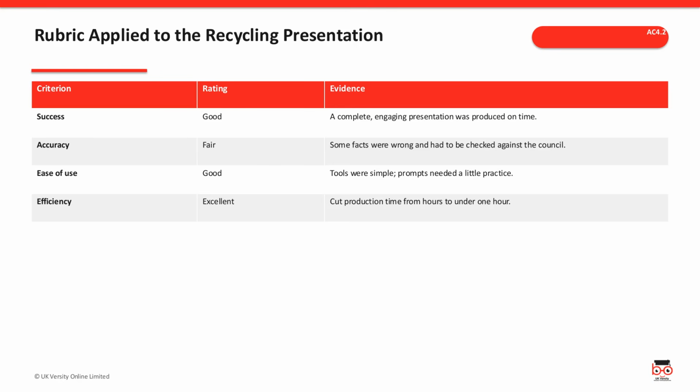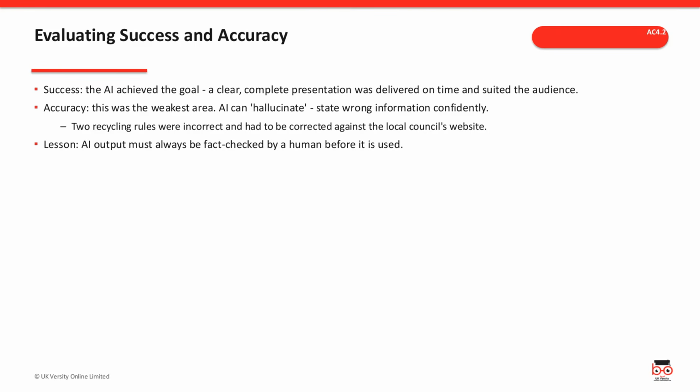Accuracy was only fair because some facts came out wrong and had to be checked against the council. Ease of use was good, the tools were simple once the prompts were tuned, and efficiency was excellent, cutting production from hours to under 1. Laying it out like this keeps the judgment grounded in evidence. Let's dig into the first 2 criteria.